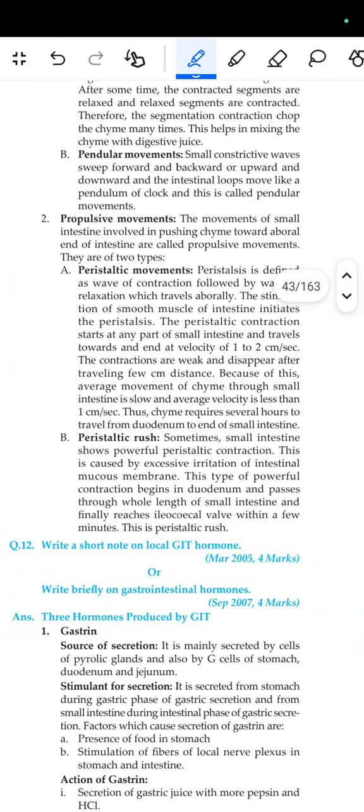Next, pendular movement. A small constrictive wave sweeps forward and backward or upward and downward, and the intestinal loop moves like the pendulum of a clock, and this is called the pendular movement.